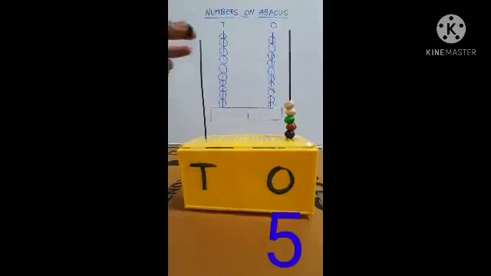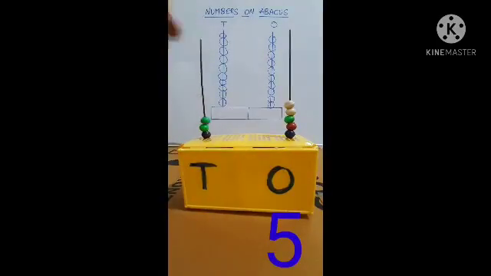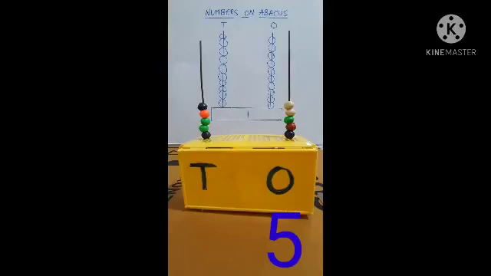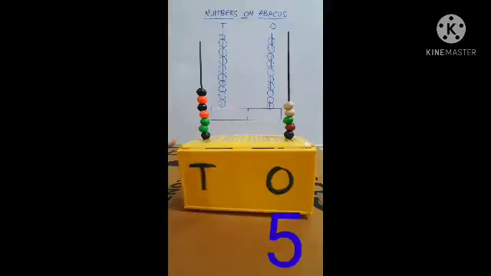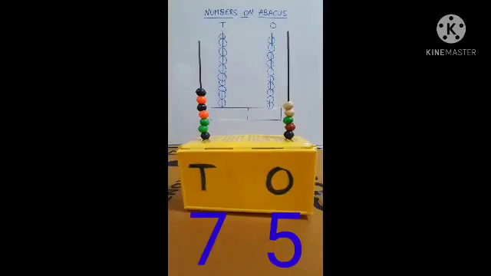Now, I am going to add beads on the tens stick. You have to count along with me. 1, 2, 3, 4, 5, 6, 7. So how many are there in the tens place? 7. Here 7 and here 5 makes 75.